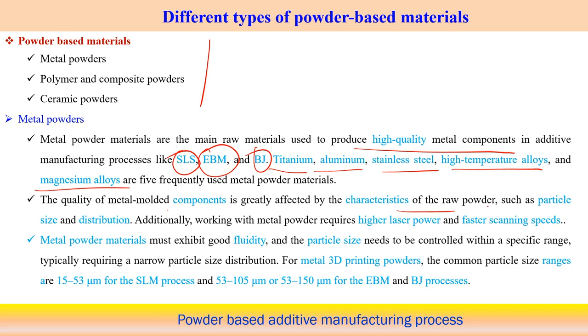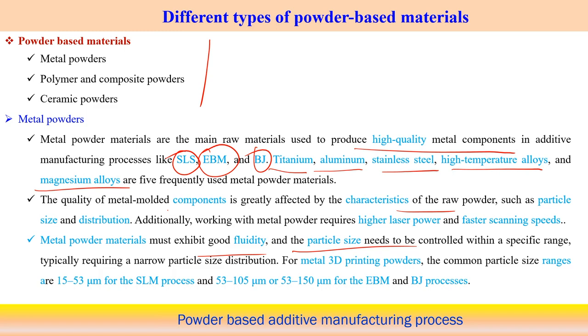But the quality of the metal molded components depends on the type of the raw powder. For example, the particle size and distribution is another parameter. What particle size and what distribution of the particle size is an important parameter to decide the laser power and the laser scanning speed. Metal powders should also have good fluidity, and the particle size needs to be controlled within a specific range, because this particle size decides the laser power and scanning speed required. That has some influence on the binding of the particles with the application of the laser energy.